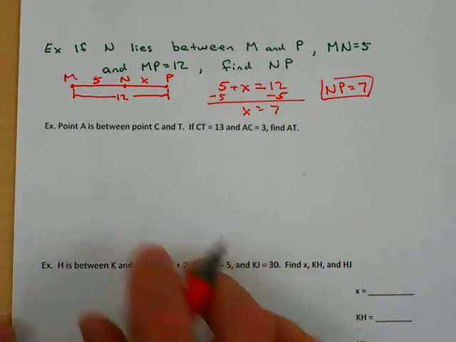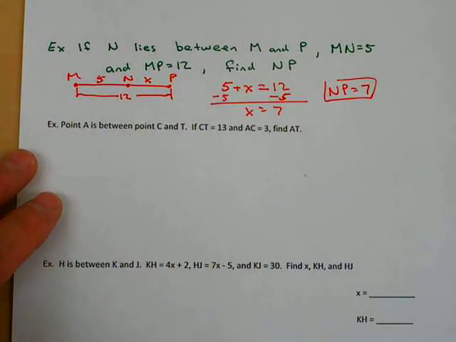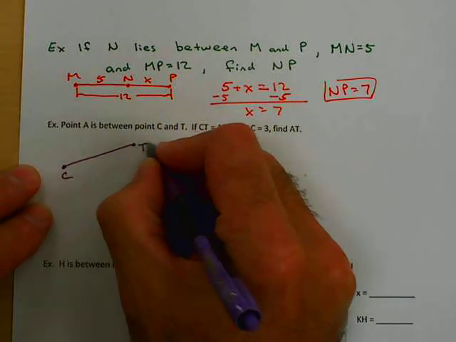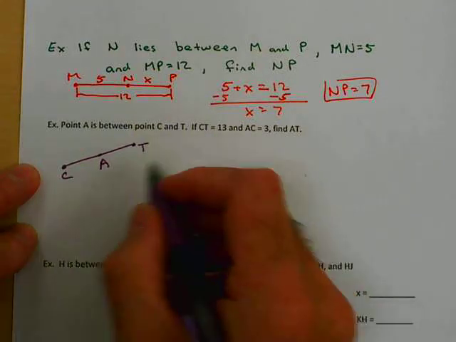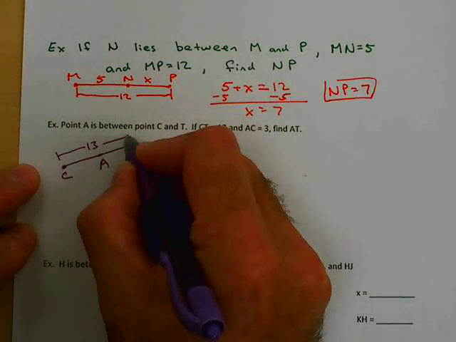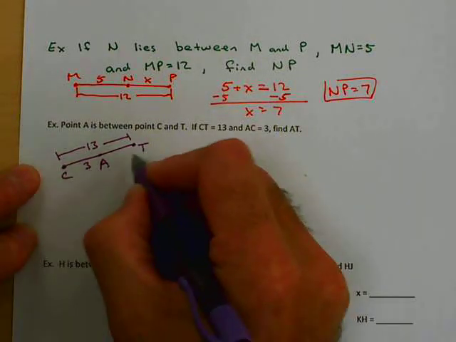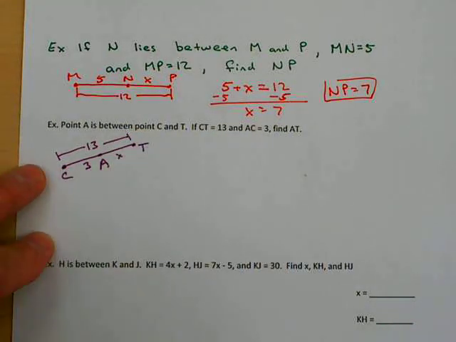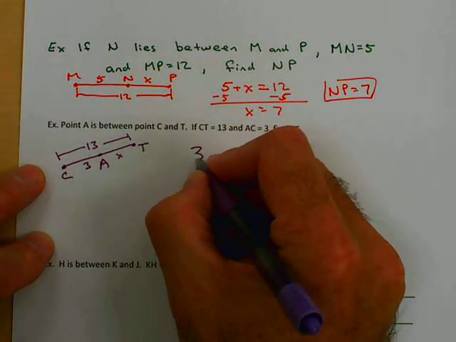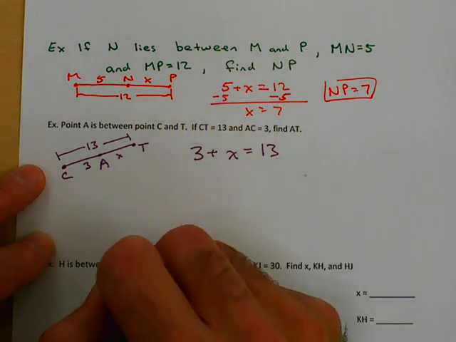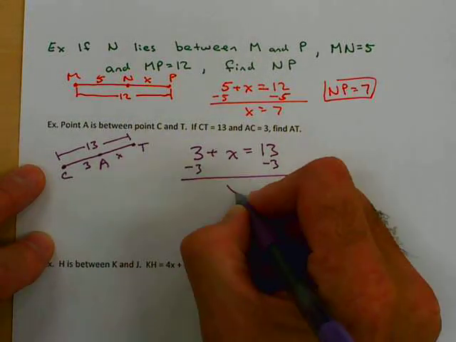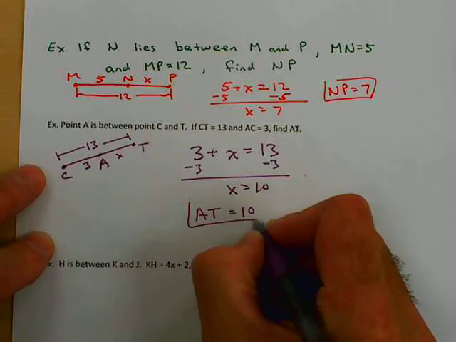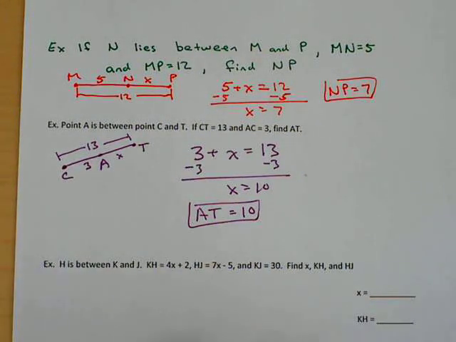Following that same idea, point A lies between C and T. If I do that, I have C and T, and I put A in between. CT is 13. AC is 3. And they want to know what this is. Obviously this segment plus this segment, if it's all along a line, is going to equal that 13. Using the segment addition postulate, 3 plus x must equal 13. So we subtract 3 from both sides, x equals 10. So that tells me AT must equal 10. That's the segment addition postulate.